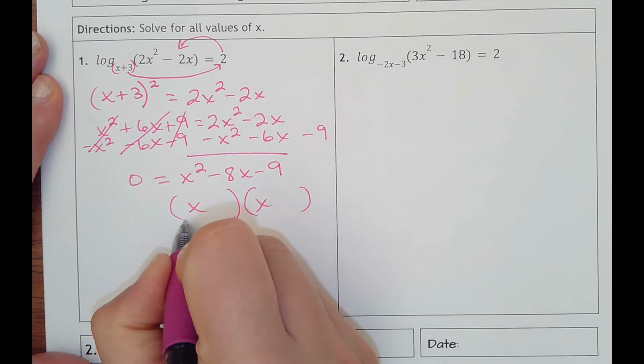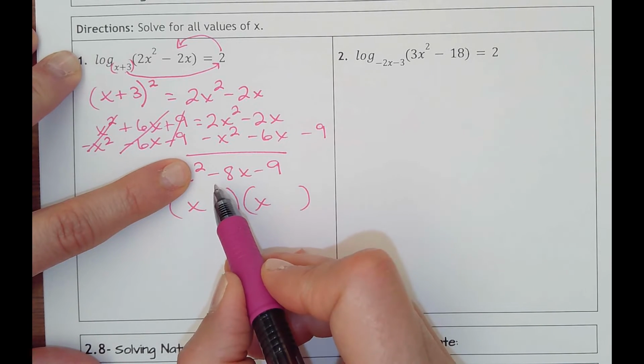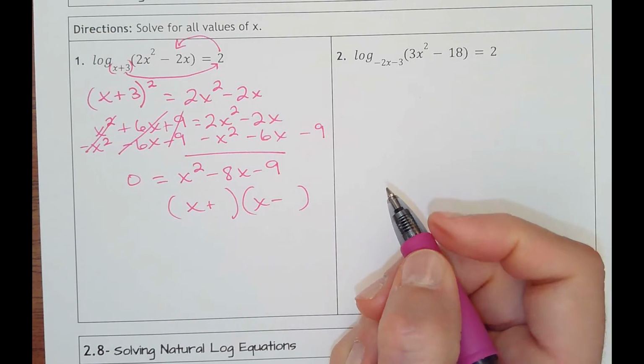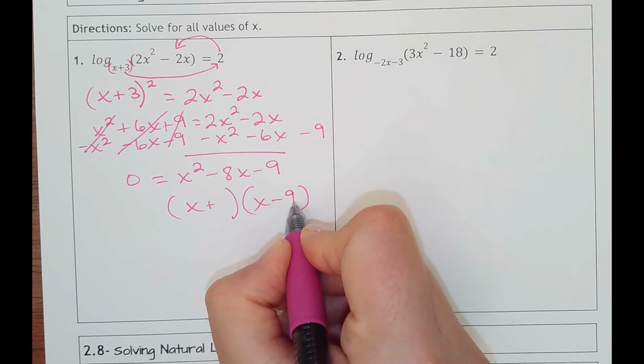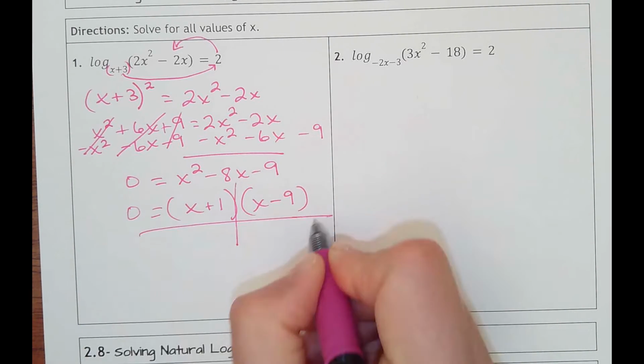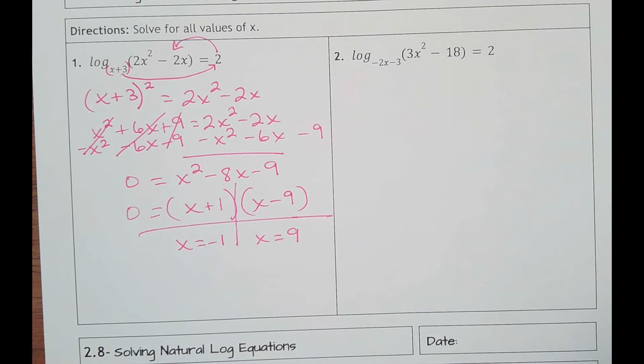We know it starts out with x times x to get x squared. We need to multiply to make negative 9 and add to make negative 8. So if we're multiplying to get a negative, we need one of each sign. I need more negatives, so that'd be negative 9 and positive 1. There is no slide and divide here. So my solutions to this would be negative 1 and positive 9.